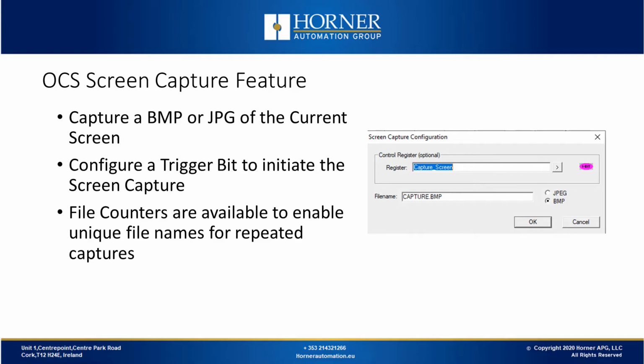You can also grab a screen capture using either a bitmap or a JPEG of the current screen. This is done by assigning a trigger bit to capture the current screen. If you get repeated screen captures, you could be overwriting information with the same file name. You can utilize a file counter to allow you to repeatedly screen capture without overwriting any files.